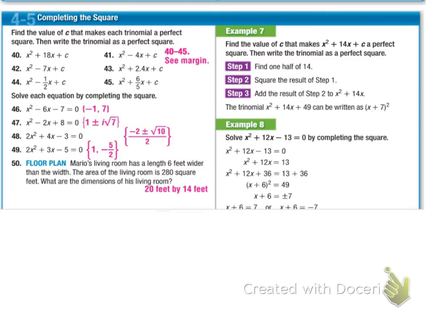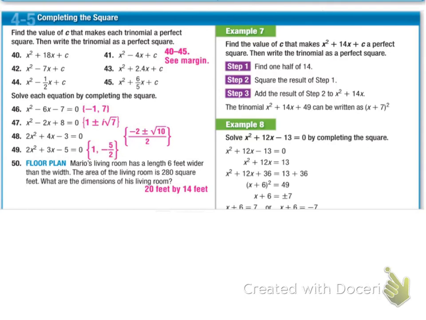And 4.5 is completing the square, so we're going out of order from the lessons that I gave. Make sure that you are finding c and then rewriting it as a perfect square. So half of b squared, and that goes inside the parentheses as well with the term squared. And then when you solve, each one of these is an x value. So there are two answers, two answers, two answers, and two answers for that one.